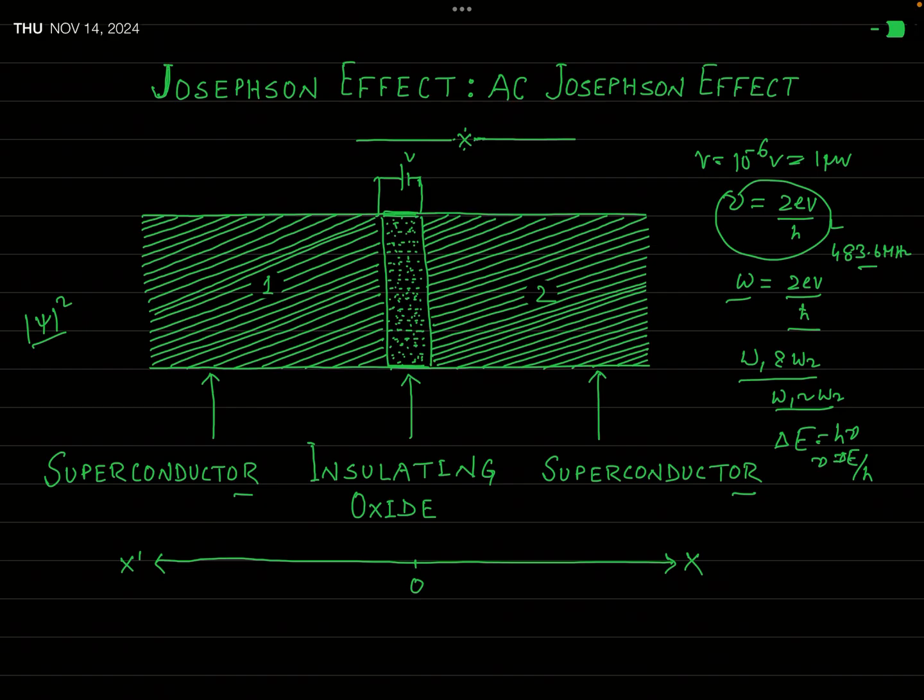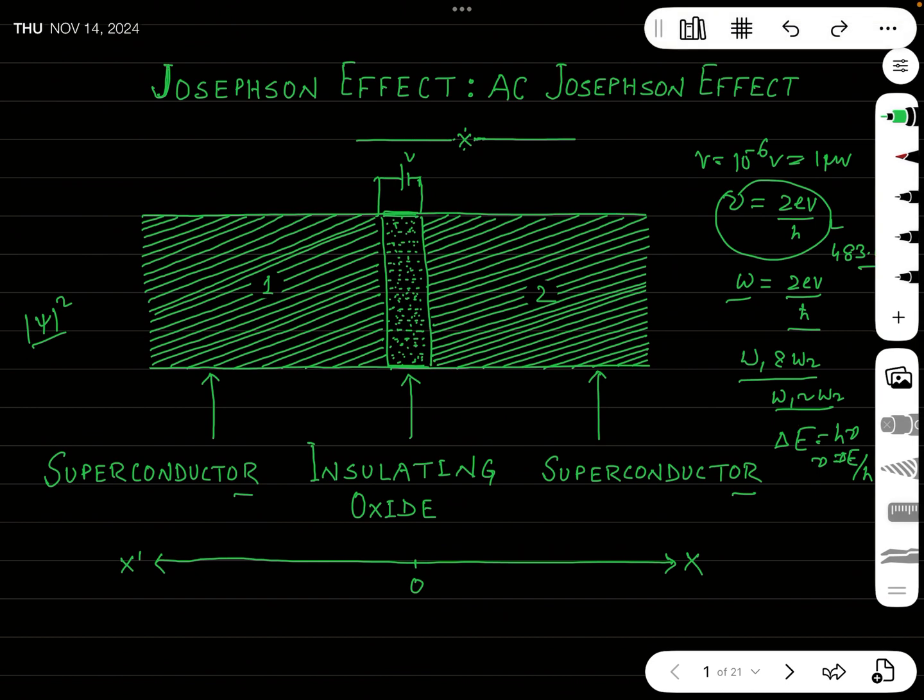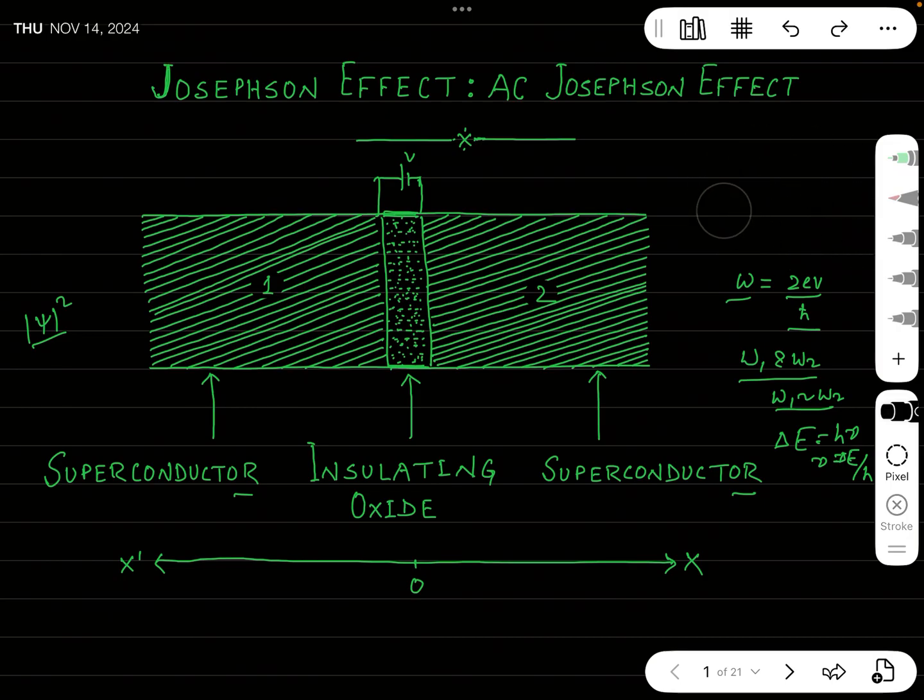Actually, if we know the frequency, it is clear from this result that we can obtain the ratio of H and E. So H by E is also determined by using this AC Josephson effect. All these things now we will see by a proper theory, by a quantum mechanical theory. Just as you have explained the DC Josephson effect, in the same way it is possible to explain this AC Josephson effect too.